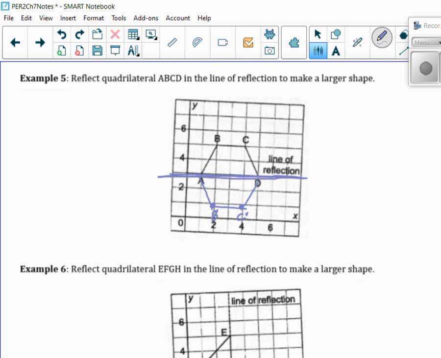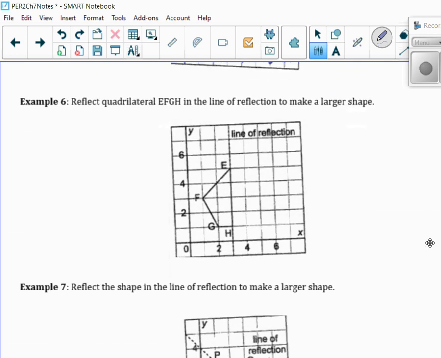Okay, example 6 says reflect quadrilateral EFGH in the line of reflection. Again, if you can't see it in the photocopy very well, it's right here, to make the larger shape. So E and H, because it's on the line of reflection, will not move. F is 2 away, so if I put a dot 2 away, there would be my F prime. And G is 1 away, so here's my G prime. And then if I connect the dots, I will have the bigger image.